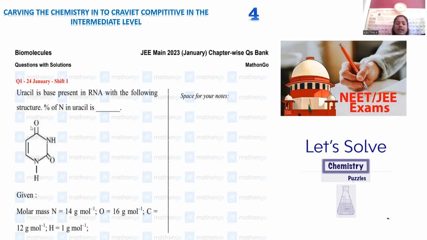Uracil has a system where you can find a 6-membered ring. NH, C double bond O, C double bond O. Here a double bond O is there. It is a 6-membered heterocyclic ring system, and it is said to be a basic compound. And in this we have to find the percentage of nitrogen in this uracil. The molar mass can be predicted as nitrogen atomic mass is 14, oxygen is 16, carbon is 12, hydrogen is 1. Individual atomic masses are given to you. You have to find the molar mass of the compound and the mass of the nitrogen as well, so that it is straightforward to calculate its nitrogen content.